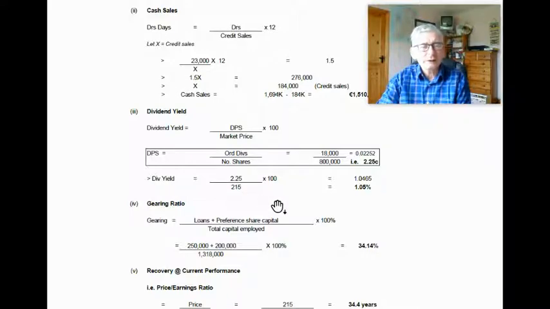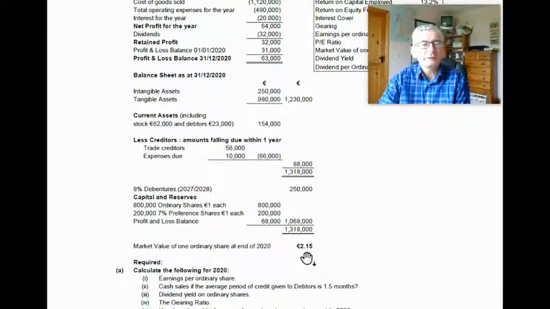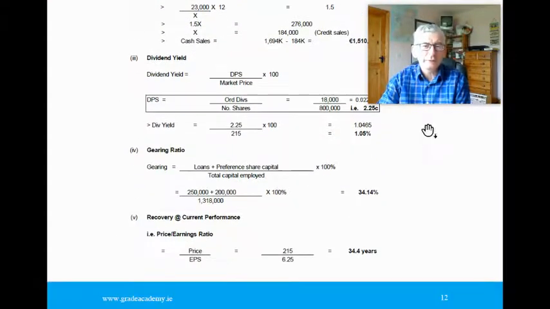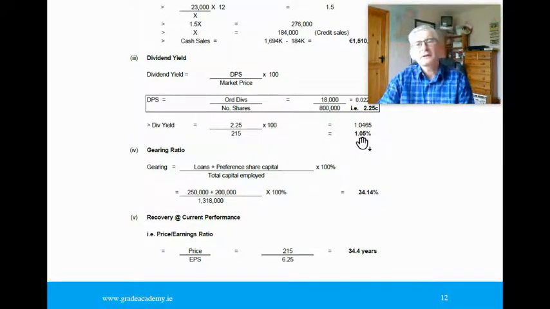The market value is, we'll say, €2.15. Well, therefore, what's that? That's 215 cents. So it's 2.25 divided by 215 multiplied by 100. Now that gives us 1.0465, and to 2 decimal places as a percentage, that is 1.05%.